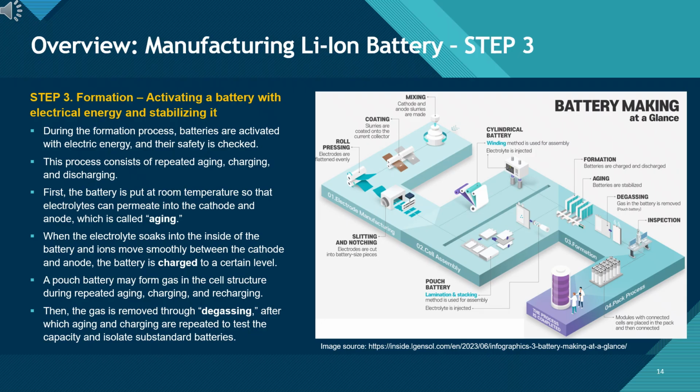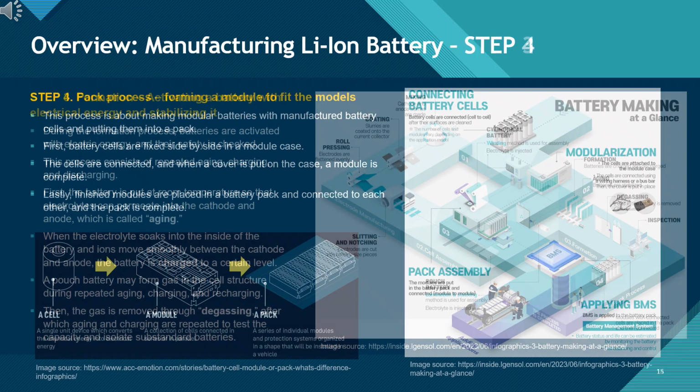The formation and aging cycles continue until the cell reaches stable performance, and any substandard cells are screened out during the final checks. Formation takes time, but it is essential. It is during this stage that a lithium-ion cell becomes a reliable, safe energy device ready for integration into a module and eventually a battery pack.